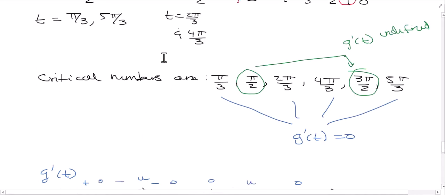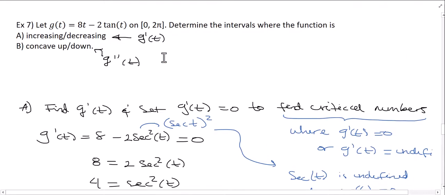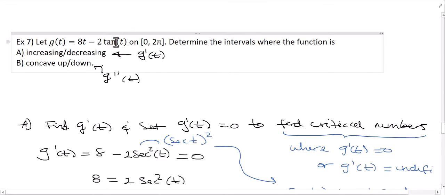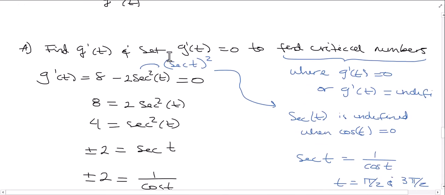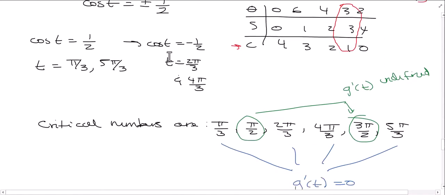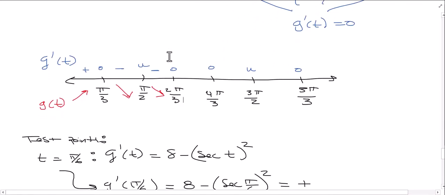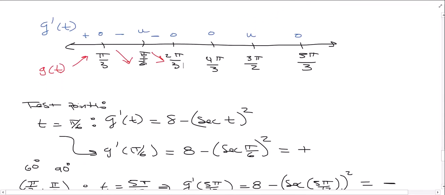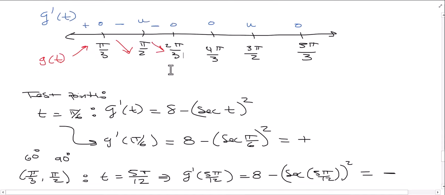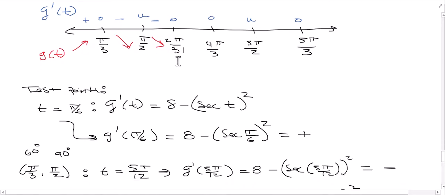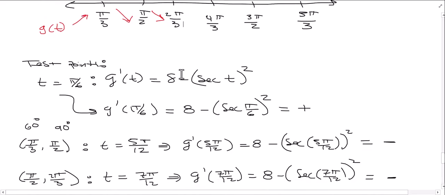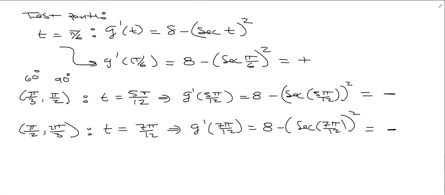And notice that the function itself is tangent, and tangent is sine over cosine. So we're going to have asymptotes at pi over 2 and 3 pi over 2 because the function itself is undefined there. So you have vertical asymptotes at those values. So that makes sense, at least, that there's no critical number, no max or min there. And then continue on checking your test points for the rest of the intervals.